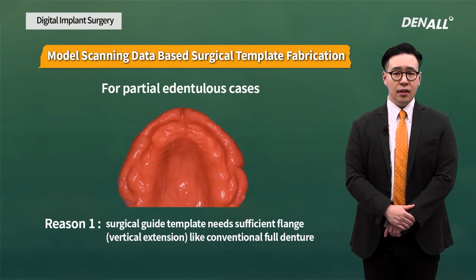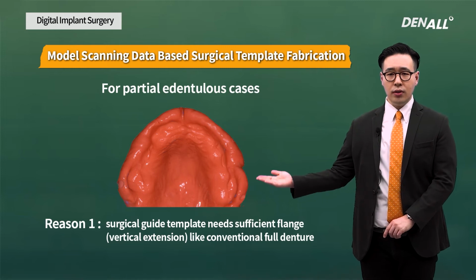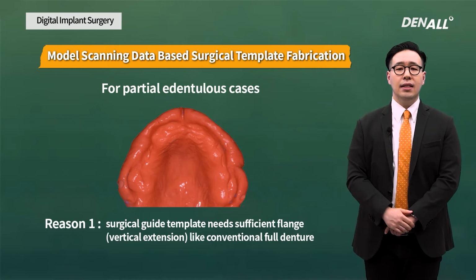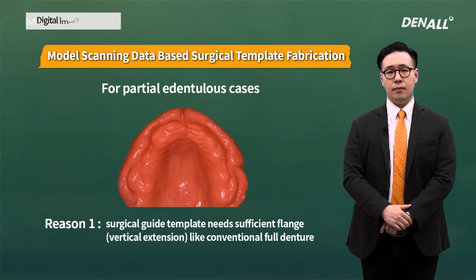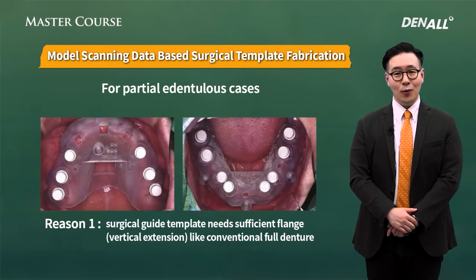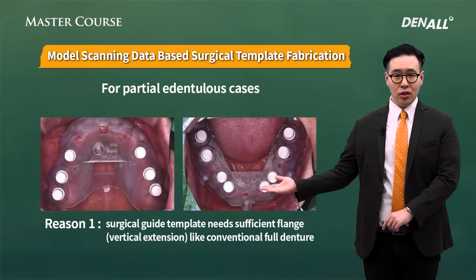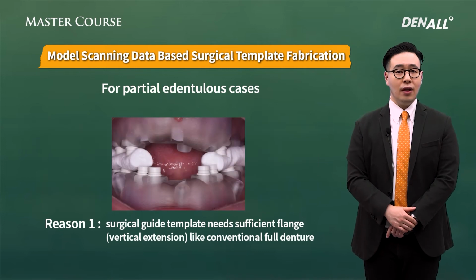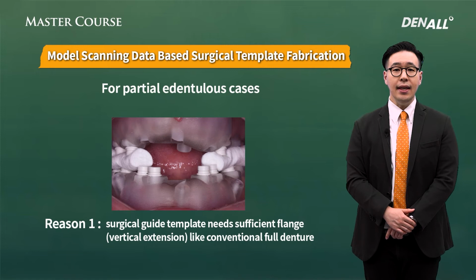Here, impression taking is required because the information can be acquired through border molding. Here, the surgical guide template is made in this way with sufficient flange, so sitting on the residual alveolar bone is stable.